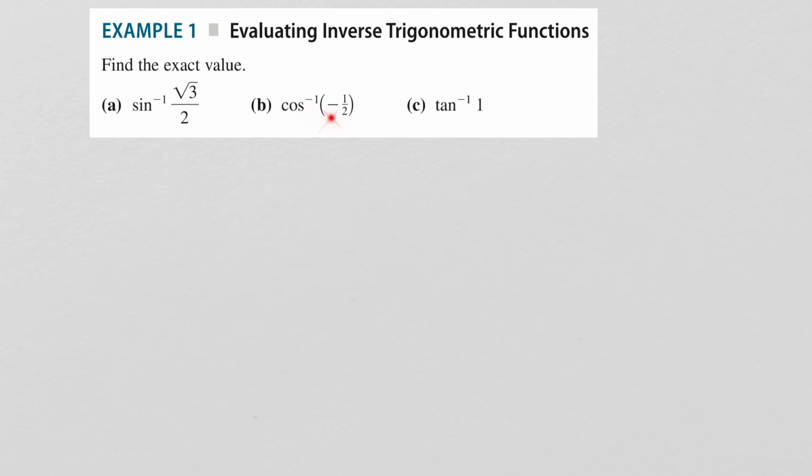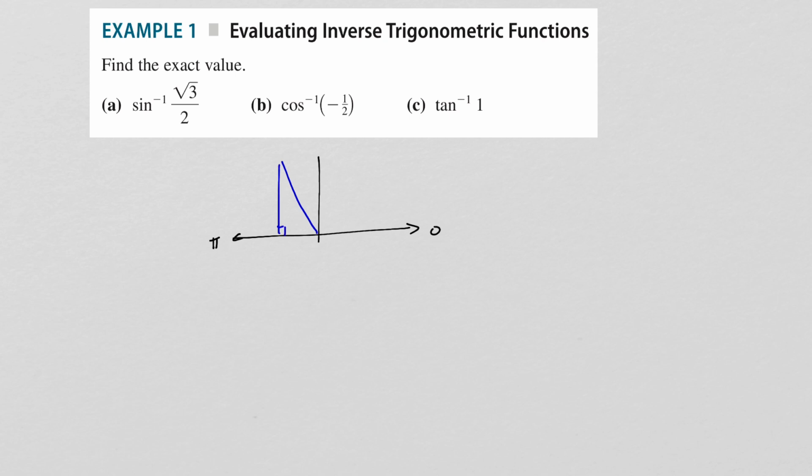For the inverse cosine of negative 1/2, it's the same basic idea, except that now, since we're talking about inverse cosine, we know that angle should be somewhere in between 0 and pi. Now, it can't be in the first quadrant, because if it were in the first quadrant, this value would have to be positive. So we know that we are looking at a value in the second quadrant.